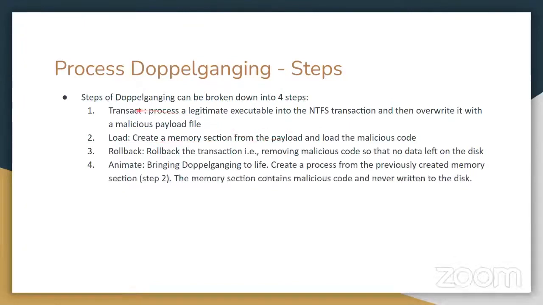As I mentioned before, if we commit the transaction, the operation will be successful. In this case, if we commit the transaction, our payload will get written to the disk, which we do not want to happen. So in the third step, we just roll back the transaction, which will completely remove the malicious code from the NTFS file system, and there will be nothing left on the disk. The last part is to animate the process.